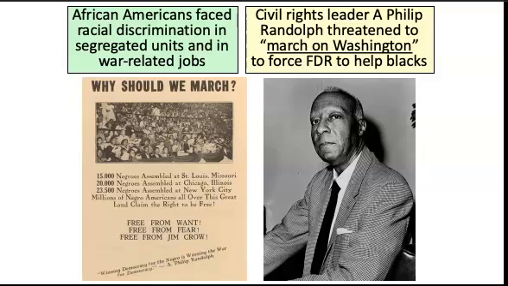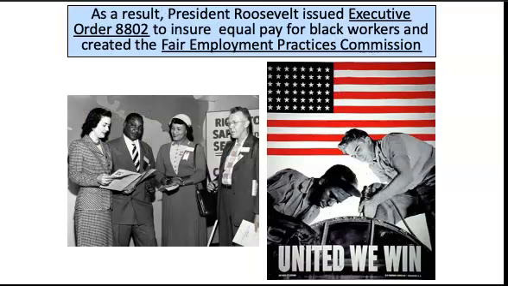Membership in the NAACP increased during the war. Another civil rights organization, the Congress of Racial Equality, otherwise known as CORE, was formed in 1942 by civil rights leader A. Philip Randolph. Afterwards, black leaders threatened a protest march on Washington, D.C. As a result, the Roosevelt administration issued Executive Order 8802 to prohibit discrimination in government and businesses that received federal contracts. To enforce this, they created the Fair Employment Practices Commission.